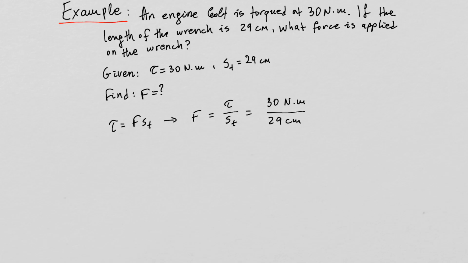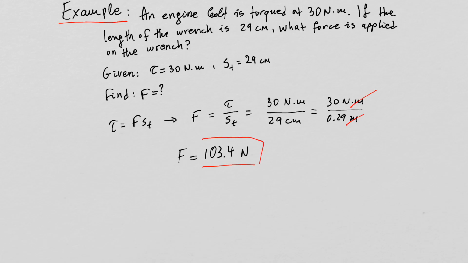And so I will convert the length of the torque arm from centimeters to meters. And so that becomes 30 Newton meters divided by 0.29 meters. And now the units of meters cancel out, and the force is equal to 103.4 newtons.